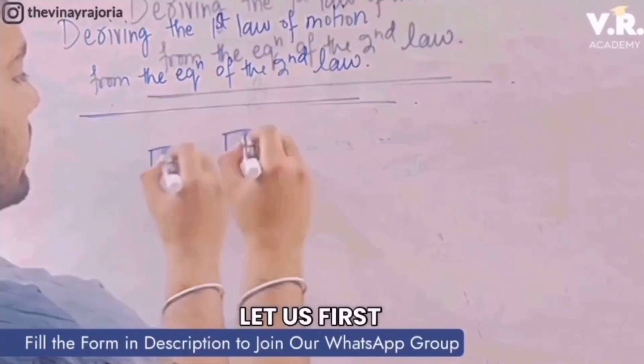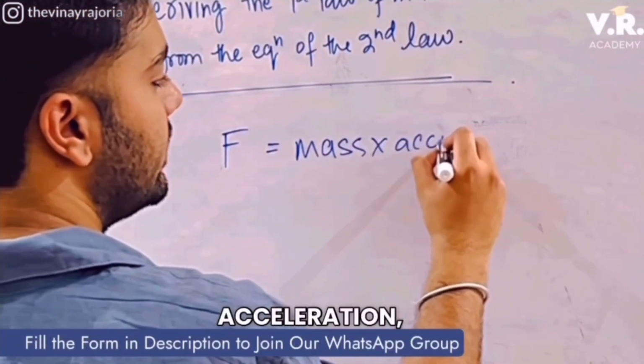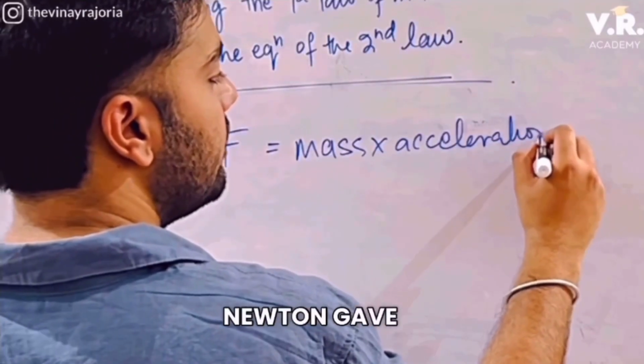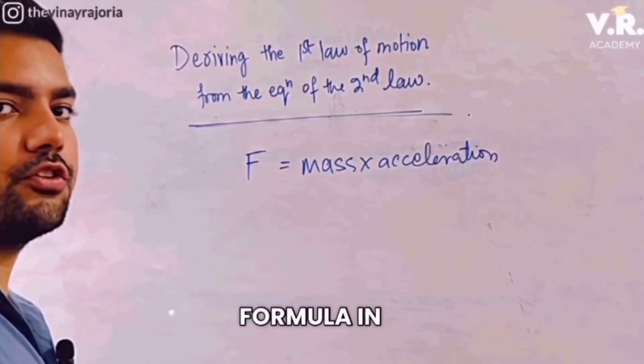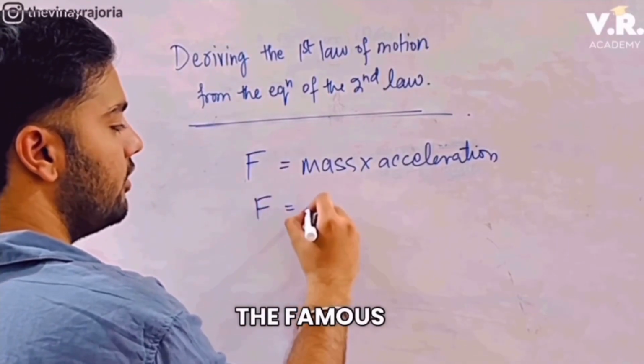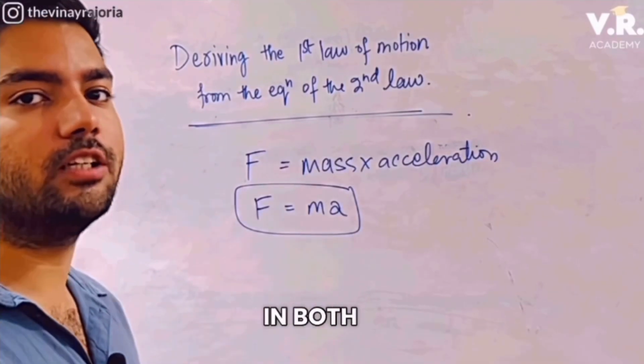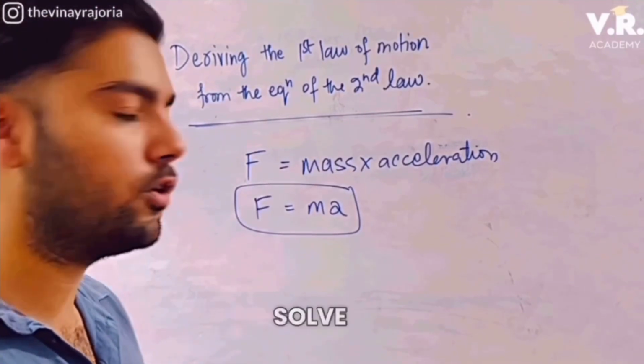For that, let us first write the second law, which is force equals mass times acceleration. Newton gave us a mathematical formula with which we can calculate the force acting on an object, and that is the famous formula F equals ma, which gives nightmares to students, both in remembering it in the exam and in using it to solve numericals.